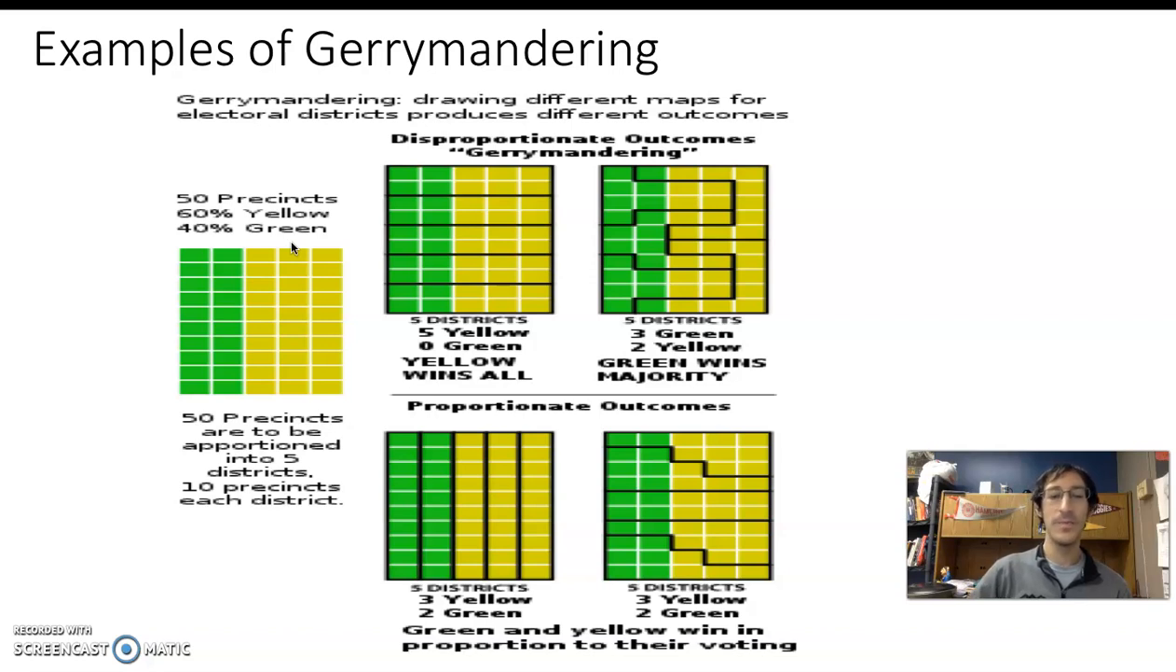So everyone is represented fairly or equitably in these cases. But you can divide it up in a way that favors one party or one group, hence why you have disproportional outcomes. In this case, if you divide up the 10 districts, or sorry, the 10 precincts into this one, you end up with this yellow group winning each one because they are a 60% majority in each category.